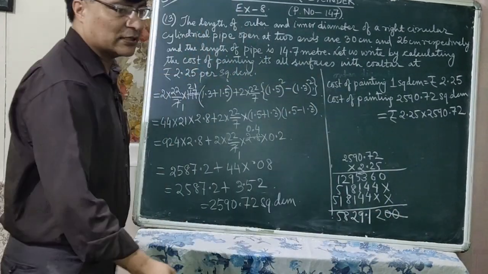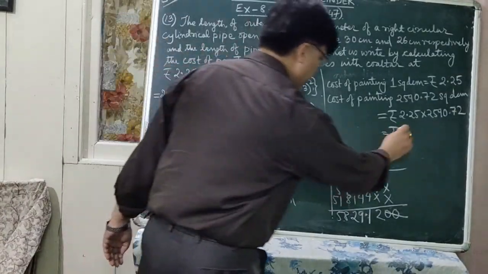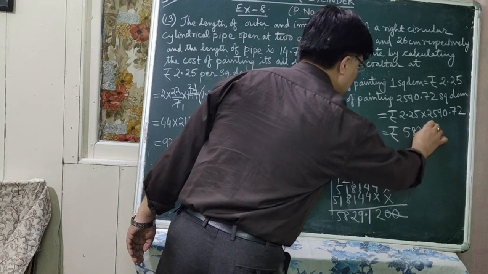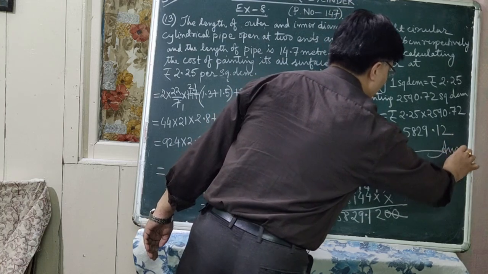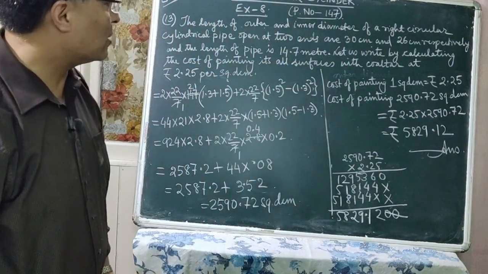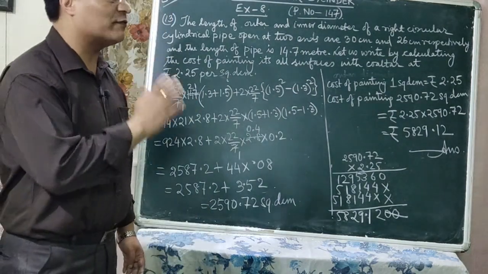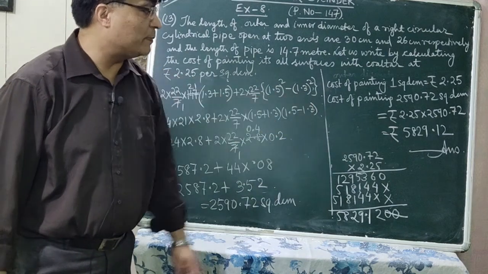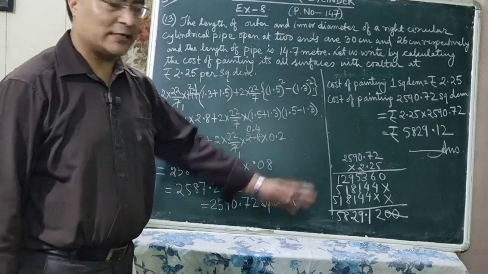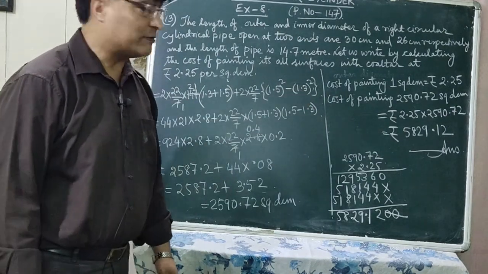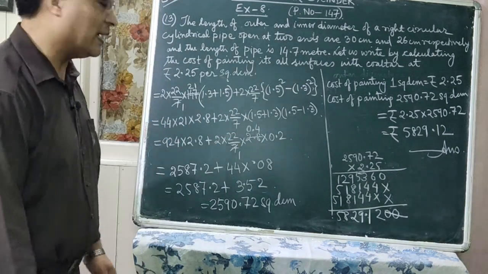So, your double zero is given. Cancel. So, which is equal to rupees? What is the answer? It is equal to rupees 5829.12. So, this is the final answer. So, what is the cost of painting all the surfaces of the right circular cylindrical pipe? It is rupees 5829.12. So that is your answer, rupees 5829.12. So that is the final answer.